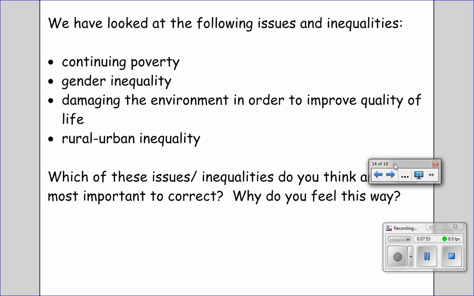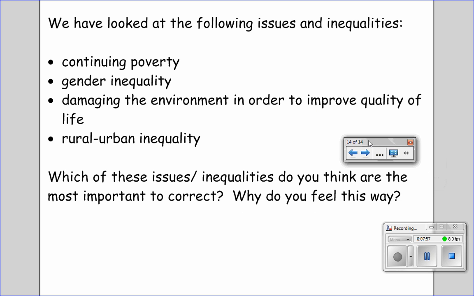So, we have looked at the following issues and inequalities: continuing poverty, gender inequality, damaging the environment in order to improve quality of life, and rural-urban inequality. So then, which of these issues or inequalities do you think are the most important to correct? Why do you feel this way?